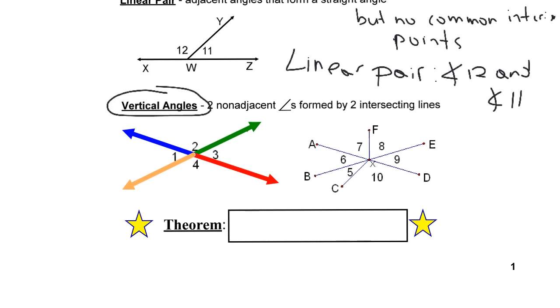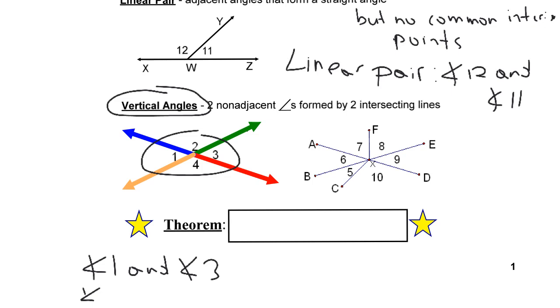So if you look at this example, angle 1 and angle 3 are vertical angles, and another pair would be angle 2 and angle 4. So angle 1 and angle 3 are vertical angles, and angle 2 and angle 4 are also vertical angles.